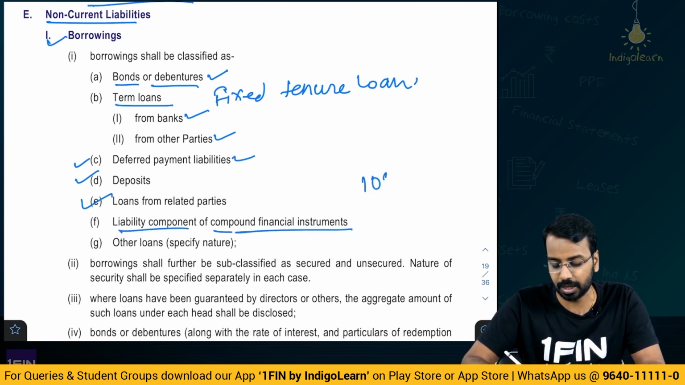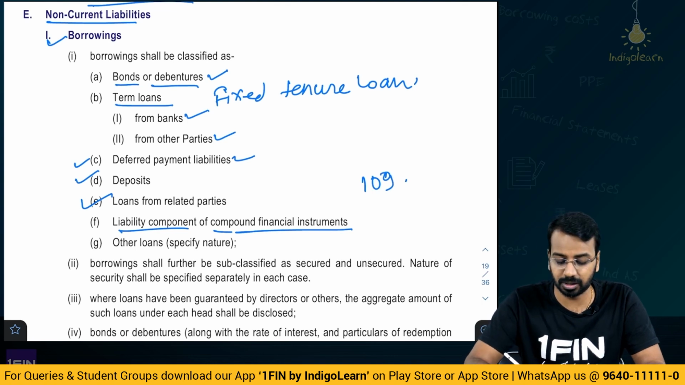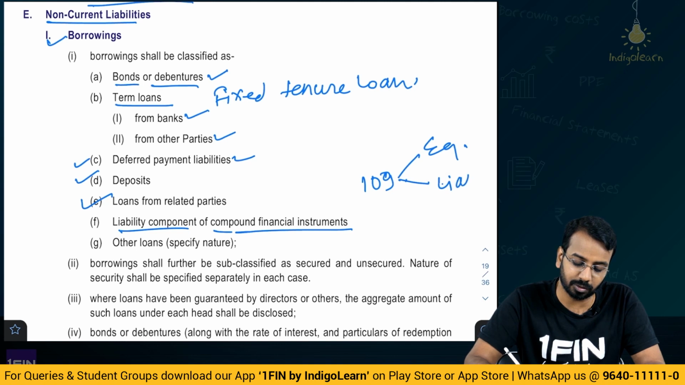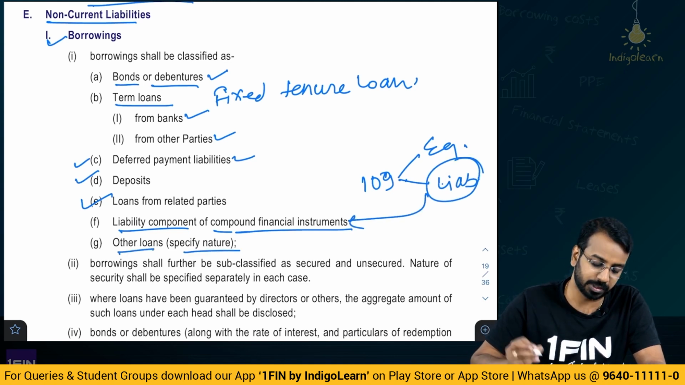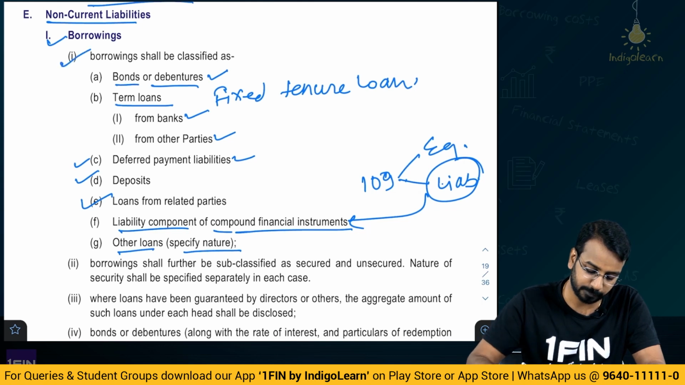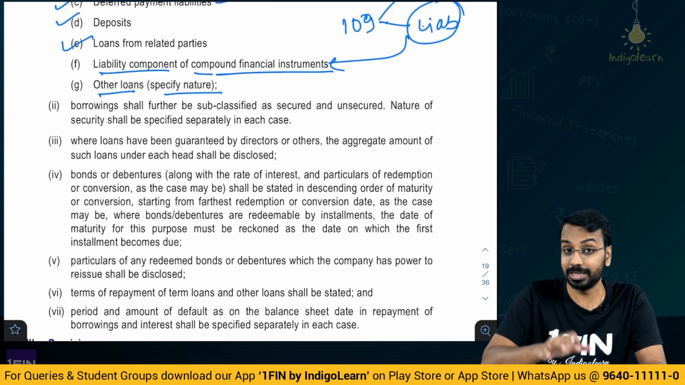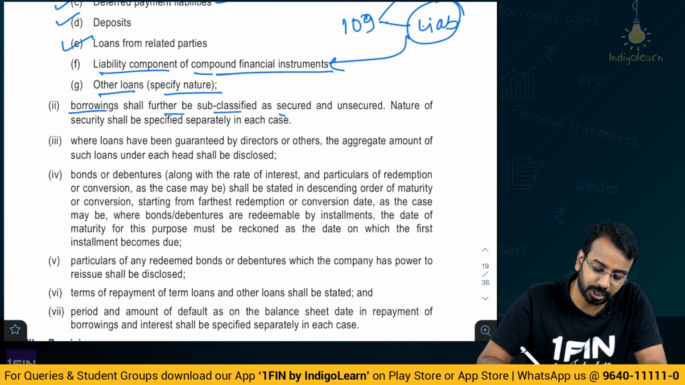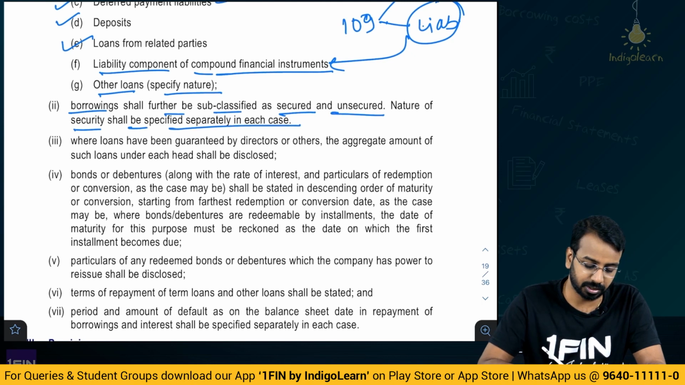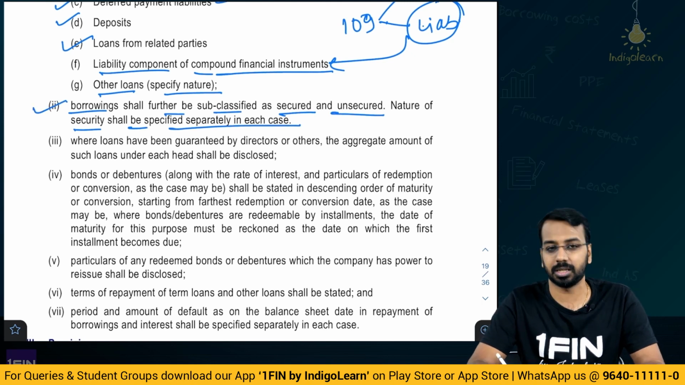So as per Ind AS 109, in case of compound financial instrument, there will be an equity and there is a liability component. The liability component is disclosed here. Others, other loans, please specify. Okay, so first one is borrowings. So this is specifically with borrowings. Borrowings shall further be subclassified as secured and unsecured. Nature of security shall be specified separately in each case. So what is the secured borrowing? What is the unsecured borrowing?